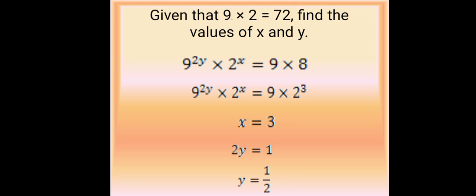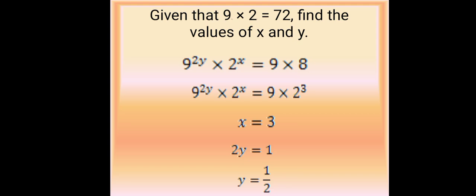Given that 9 raised to the power of 2y times 2x is equal to 72, find the values of x and y. Now 72 can ideally be written as 9 multiplied by 8. We can break it further, because 8 can be written to the base of 2. So if you write it to the base of 2, it will be 2 cubed. So 72 can be written as 9 multiplied by 2 cubed.